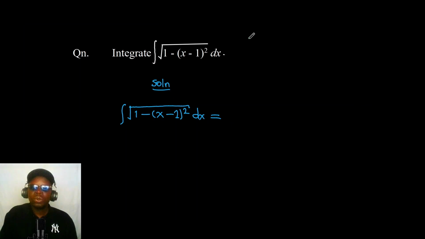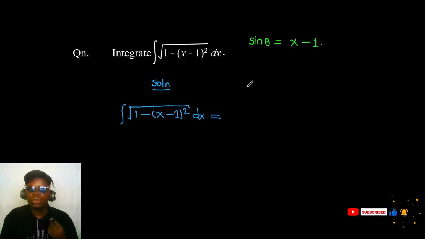I will take what is inside this bracket, and then we change this variable to maybe theta or u. The choice is yours. So sine theta is going to equal what is inside the bracket, and that is x minus 1. After this, we have to differentiate the left hand side with respect to theta and the right hand side with respect to x.